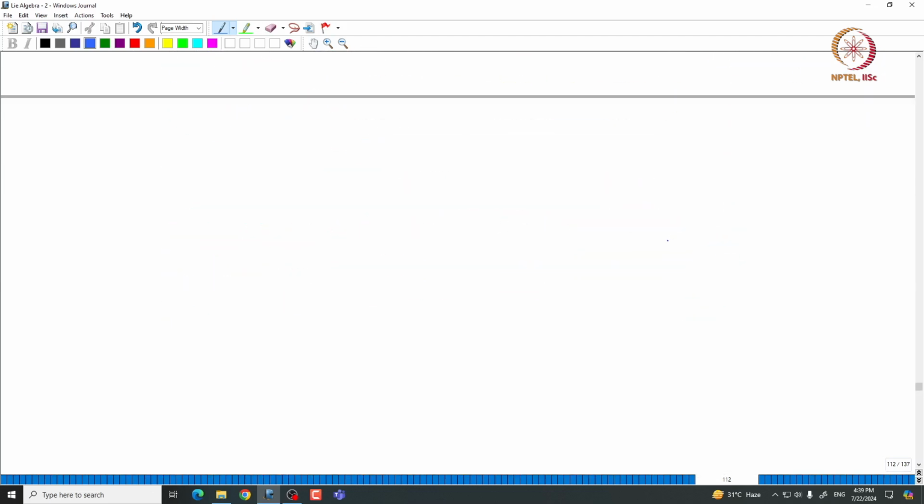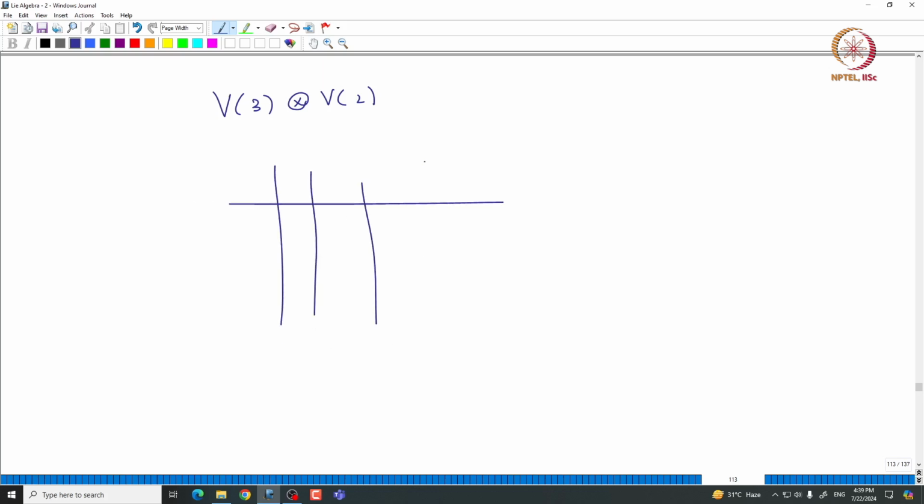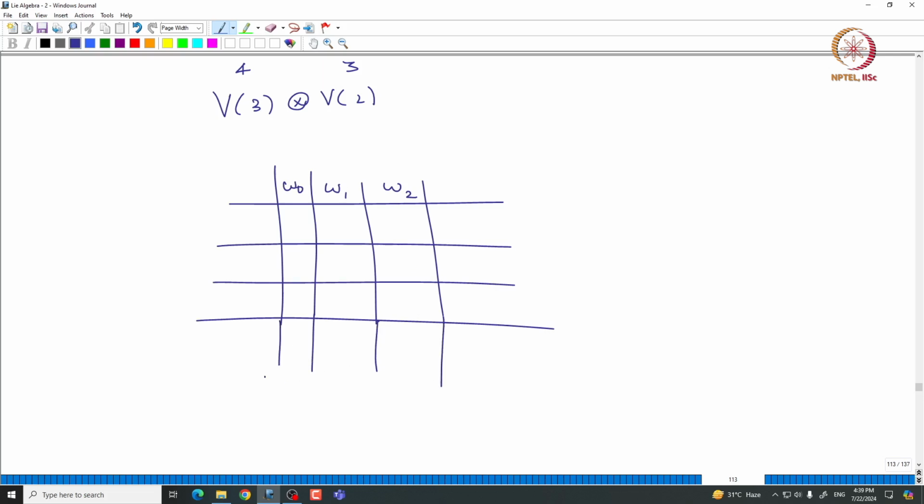So, let us do one small example, okay, and then I will demonstrate this again. Let us look at V3 tensor V2 and see what happens. One can draw a nice picture. This has 4 dimensions, this has 3 dimensions. So, let us say W0, W1, W2, and this is V0, V1, V2, V3. Then the tensor product lies here, okay. So, this is the tensor product, let us put dots there.